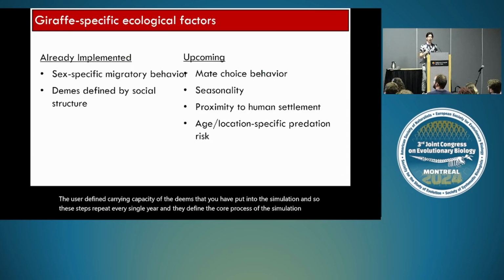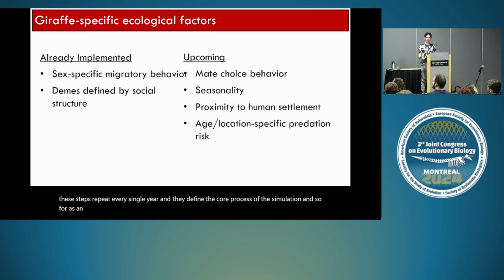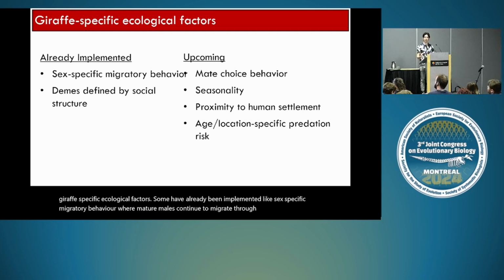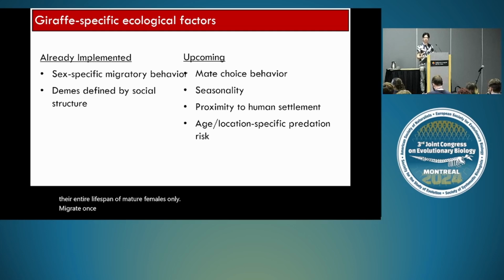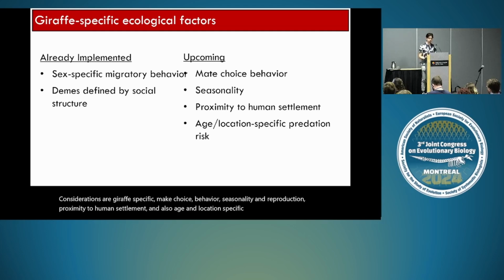As an example, we're using our giraffe to do a proof of concept. Here are some giraffe-specific ecological factors. Some have already been implemented, like sex-specific migratory behavior, where mature males continue to migrate through the landscape through their entire lifespan, but mature females only migrate once or zero times in their life. We also have our demes defined by social structure rather than by geographic expanse. And some upcoming considerations are giraffe-specific mate choice behavior, seasonality and reproduction, proximity to human settlement, and also age- and location-specific predation risk.